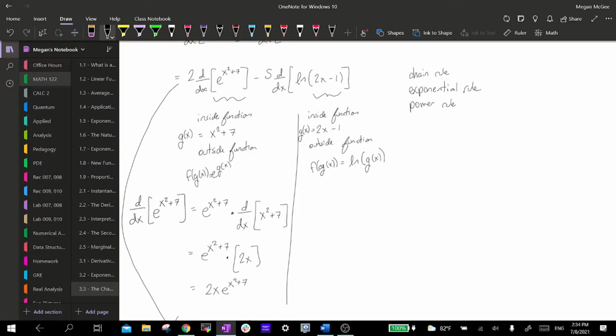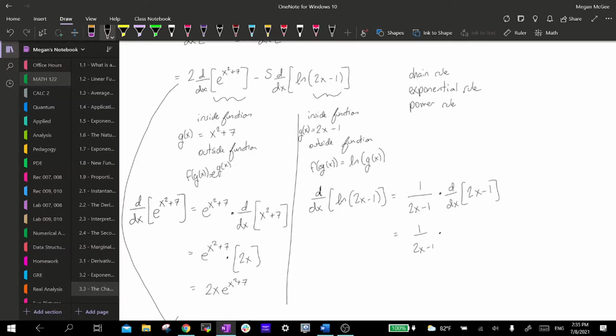All right, so if we have the derivative with respect to x of the natural log of 2x minus 1, our very first example today had to do with this. We know the derivative of the natural log is 1 over whatever's on the inside, right? So we have 1 over whatever's on the inside, our 2x minus 1, times the derivative of the inside, 2x minus 1. So we end up with 1 over 2x minus 1.